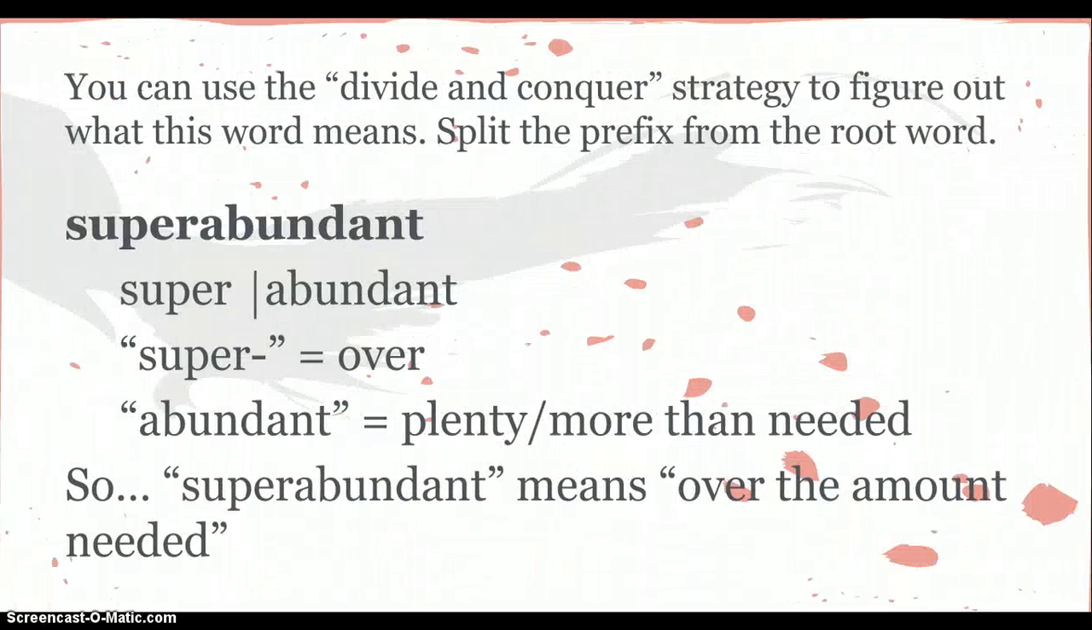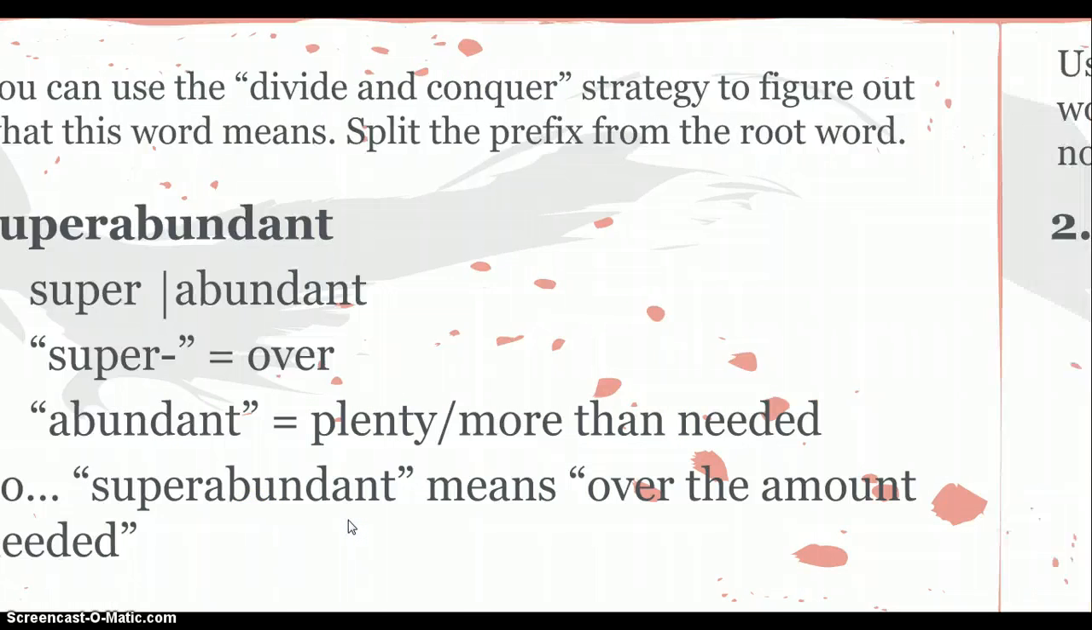So let's try out divide and conquer for this prefix, super, right? So here's our word superabundant. We split it up here. Super and abundant. So super means over. Abundant means plenty or more than is needed. So we can assume that superabundant means over the amount that is needed.